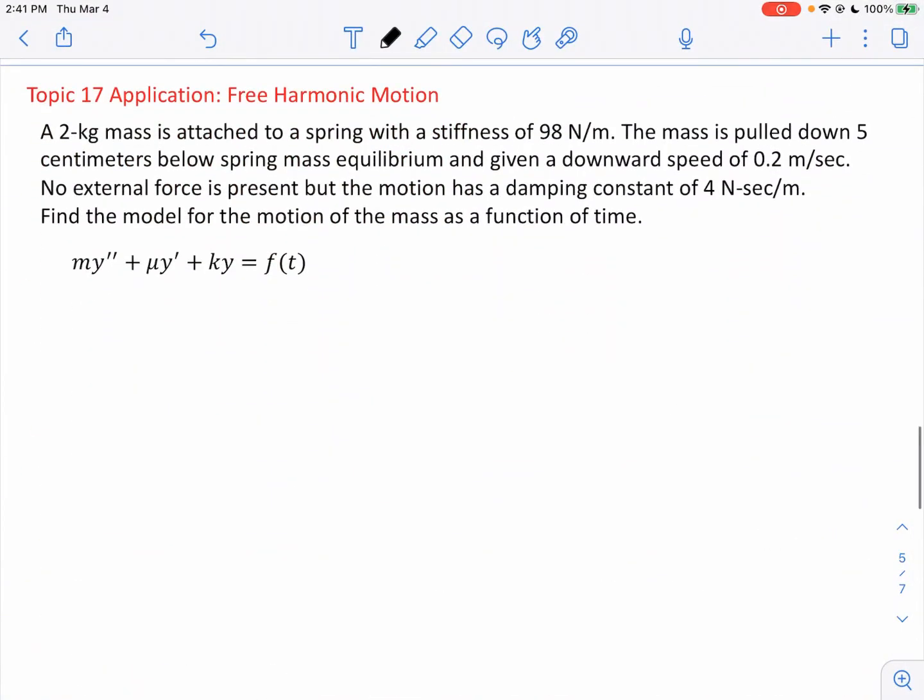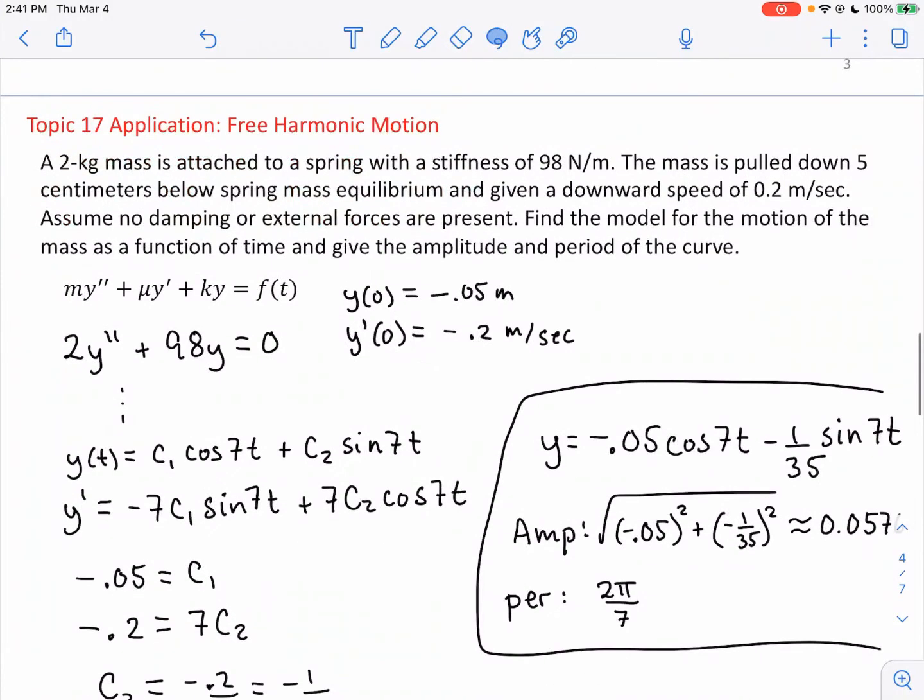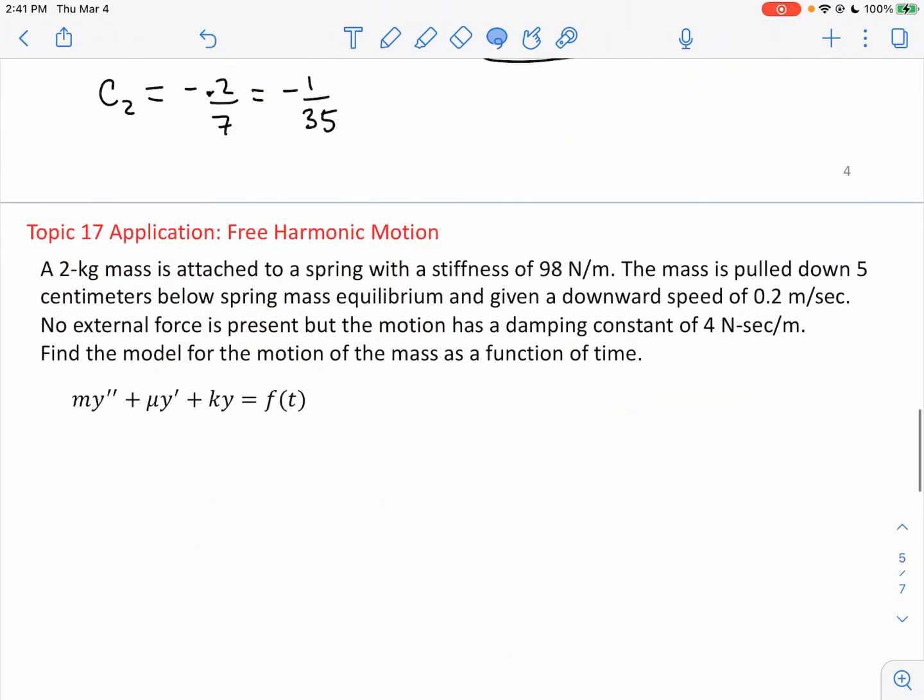We're going to introduce damping now. So in this new example, the initial conditions are all the same. The only thing I'm changing now is this line right here. We assumed no damping or external forces. Now we're going to assume still no external force, but the motion has a damping constant now of 4 Newton seconds per meter. So that's going to be the mu.